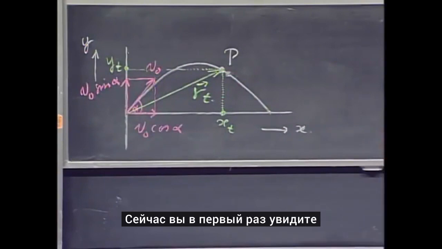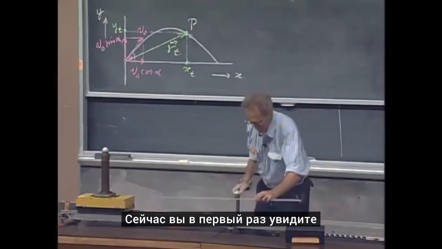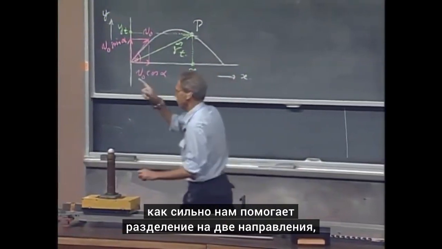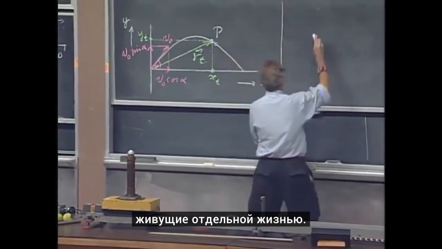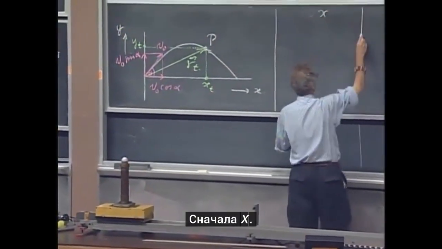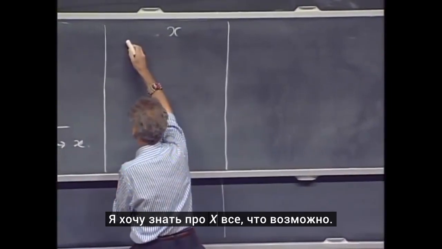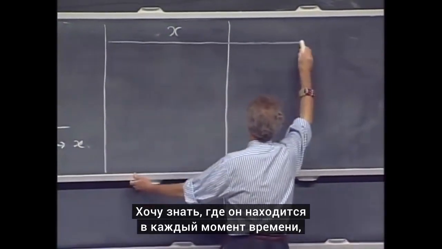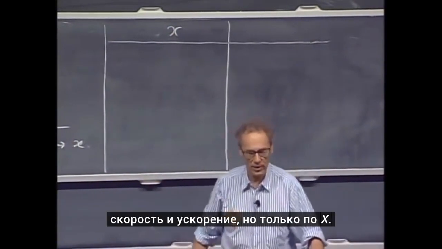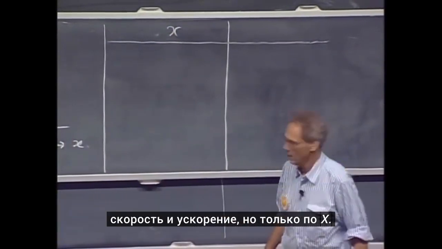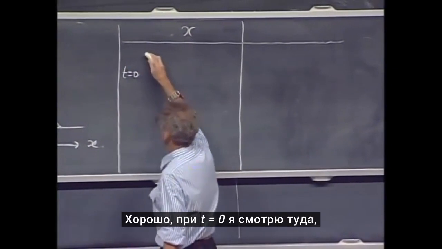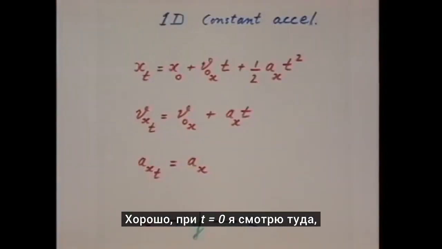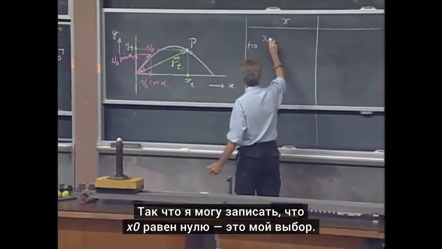And now you're going to see, for the first time, a big gain by the way that we have divided the 2 axes, which live an independent life. First, x. I want to know everything about x that there has to be known. I want to know where it is at any moment in time, velocity and the acceleration, only in x. First, I want to know that at t equals 0. Well, at t equals 0, I look there. x0, I can choose that to be 0. So I can say x0 is 0, that's my free choice.